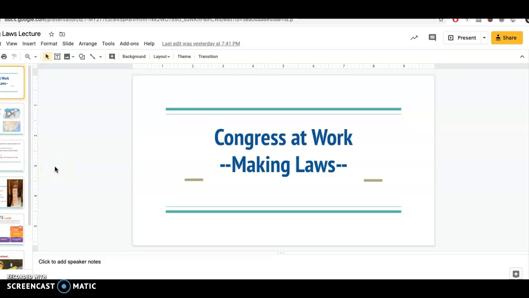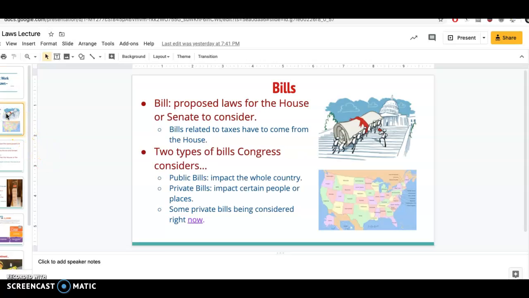All right, hi everyone. We're going to be talking about section 4.6, Congress at Work and Making Laws, or more specifically, the process by which a bill becomes a law. So what's a bill? A bill is a proposed law for the House or Senate to consider.